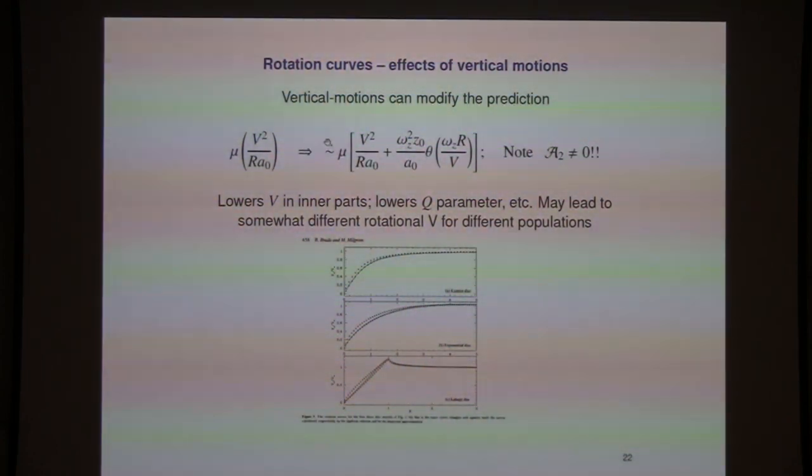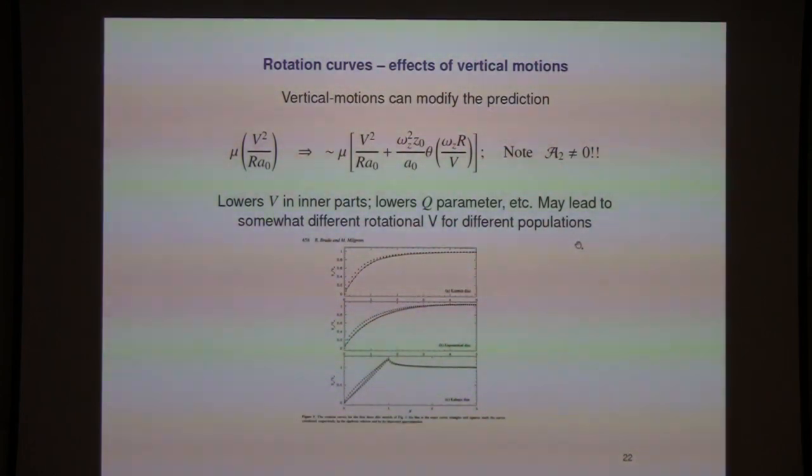Okay, effects of radial motion. So here I try to capture what the effects of Z motions on the rotation curve are. You can see that the acceleration that enters the mu, the interpolating function, is not just the circular acceleration here, but there is a contribution from the Z motions, and basically, because it makes mu a little larger, it reduces the predicted rotation velocity, and this happens mostly in the inner part, where the Z motions are more important.